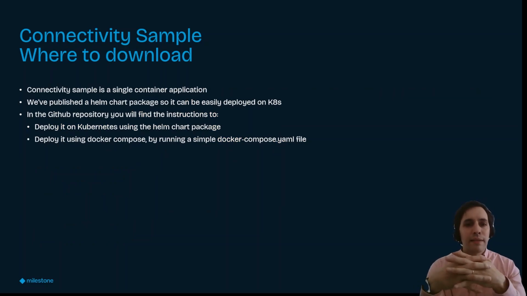Connectivity sample is a single container application, and we have published the Docker image in AWS ECR, and we have also published a Helm chart package so that it can be easily deployed on Kubernetes. You can find in the GitHub repository the instructions to run it, to deploy the Helm chart package on Kubernetes, as well as a small Docker Compose file to be used on Docker Compose installations.